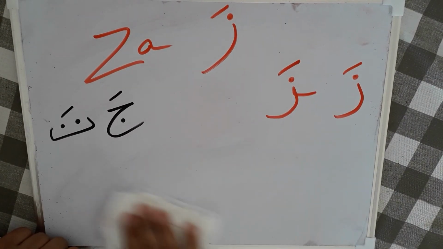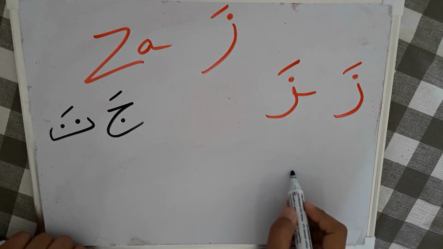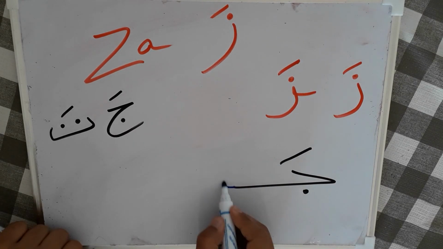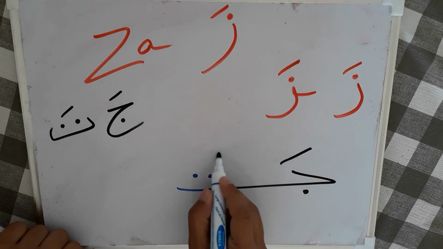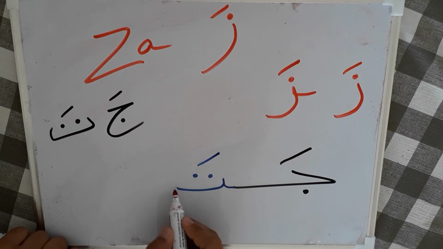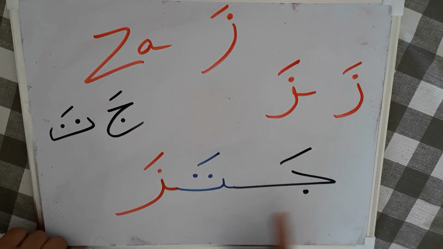And let's put Z at the end of the word. Start with J, then T, and finally I will put Z. J, T, Z.